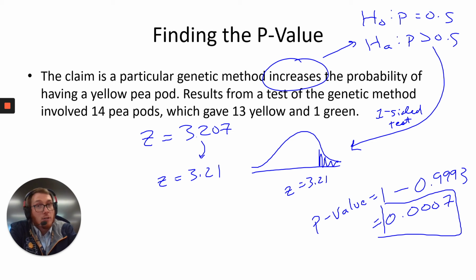Another option is you could find negative 3.21 and just know that it's symmetric, and then it has to be the same answer to the right of 3.21 as to the left of negative 3.21.